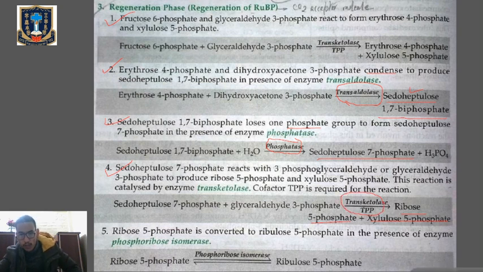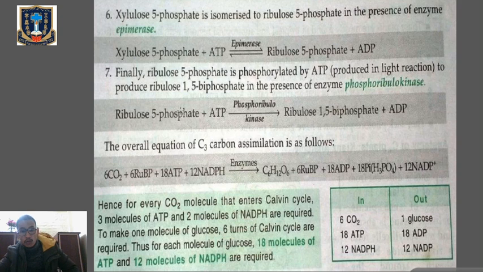Now, the ribose 5-phosphate is converted into ribulose 5-phosphate in the presence of the enzyme phospho-ribose isomerase. So that means finally the ribose 5-phosphate is forming the ribulose 5-phosphate. Now the xylulose 5-phosphate will be isomerized to form ribulose 5-phosphate in the presence of the enzyme epimerase.